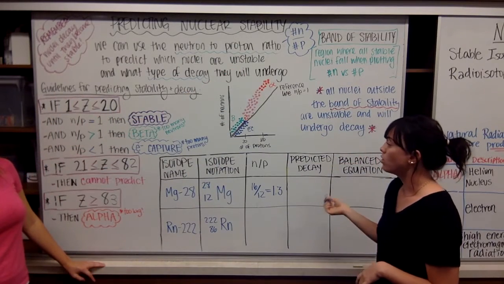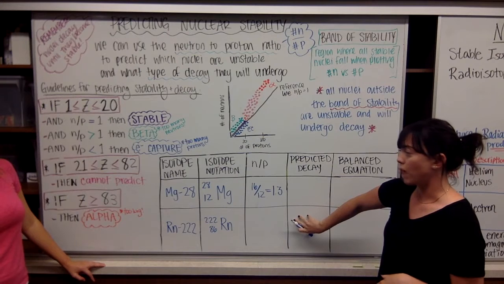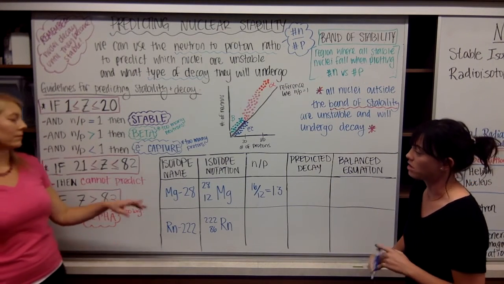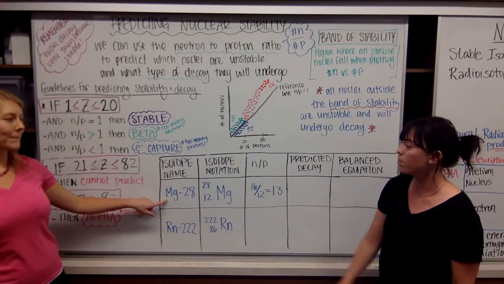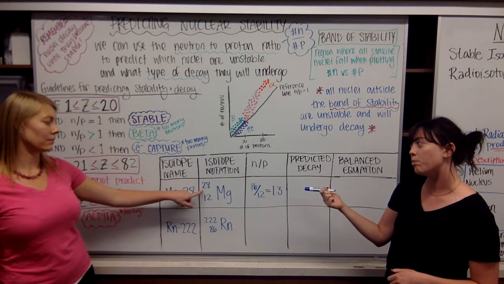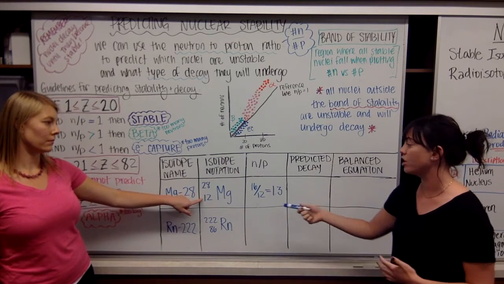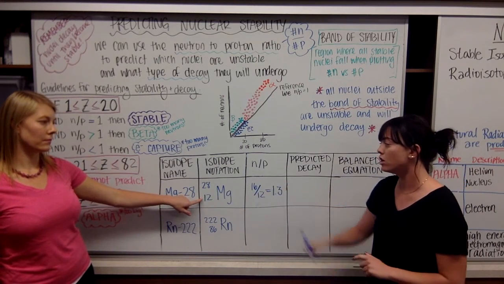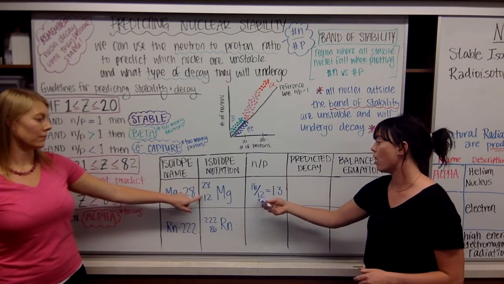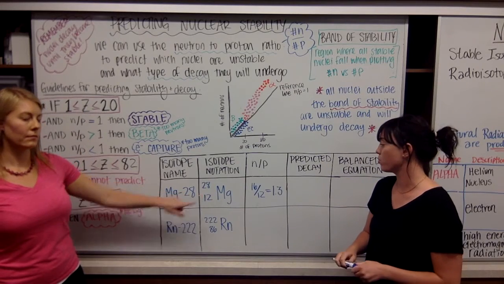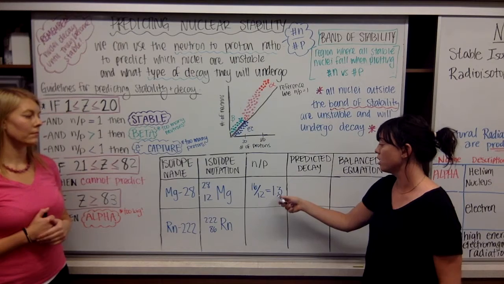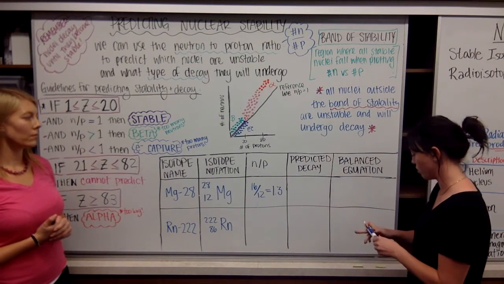Exactly. So we're going to go over some examples right now of how we actually would use this and what we're going to ask you to do as practice in class. So first we have an isotope of magnesium, magnesium 28. If we write that isotope notation, that's the easiest way to figure out the neutron to proton ratio. So 28 minus 12 is 16. That's our number of neutrons. And then 12, our atomic number, is always our number of protons.